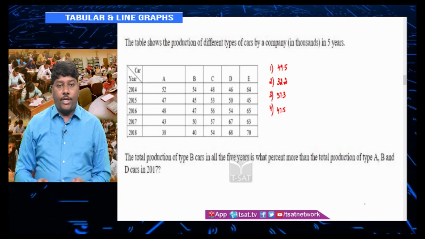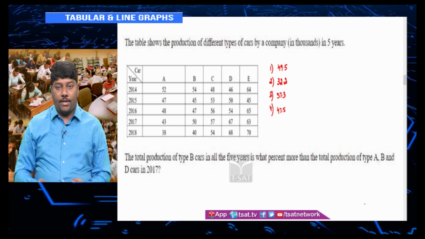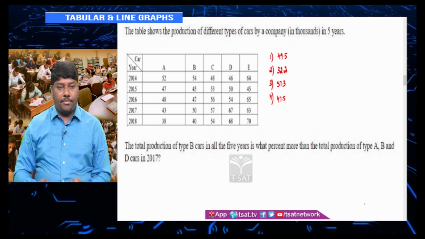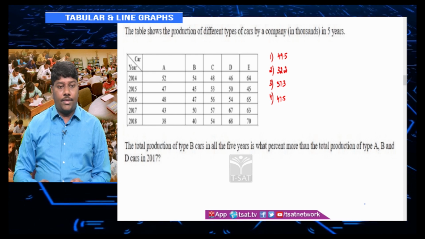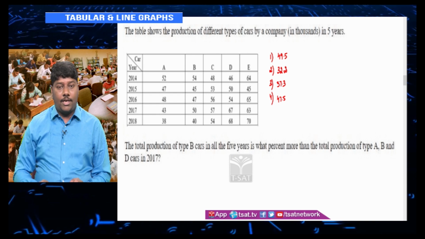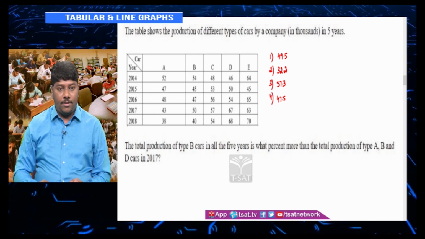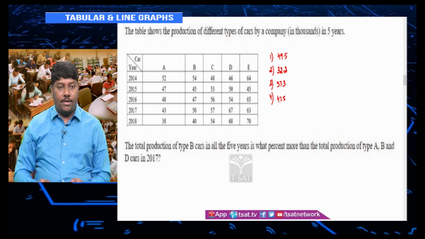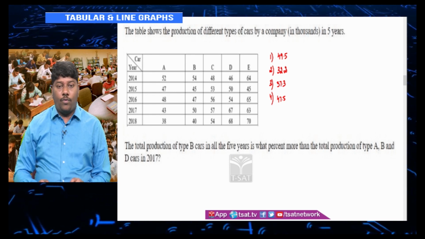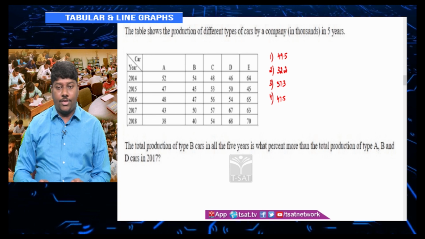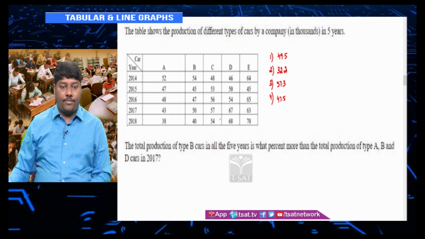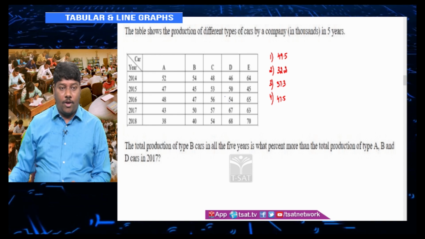The table shows the production of different types of cards by a company in thousands in 5 years. Again, it is another table. Now it shows the same thing for 5 years, but here in rows 2014, 2015, 2016, 2017, 2018, again cards by 5 companies A, B, C, D, E. So it is a typical tabular graph. The total production of type B cards in all 5 years. What percent more than the total production of type A, B and D in 2017? What percent more? First of all, total production of type B in all 5 years.